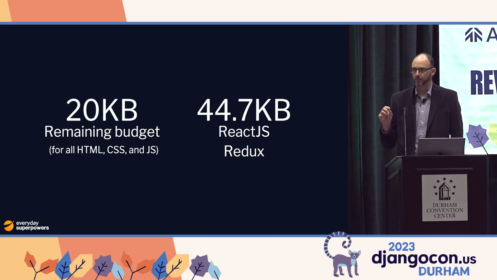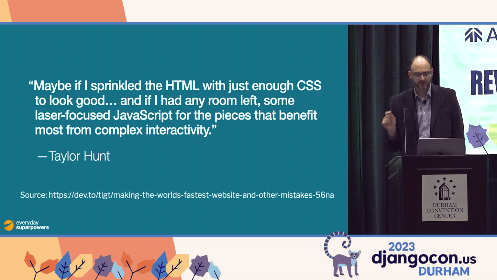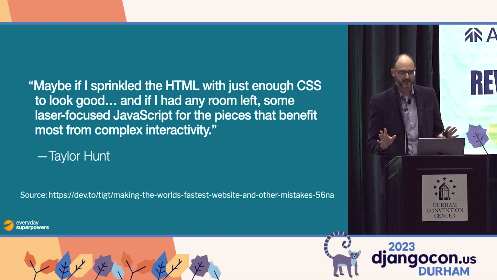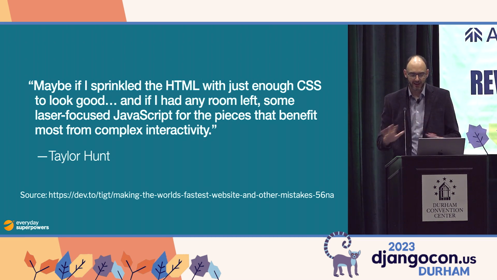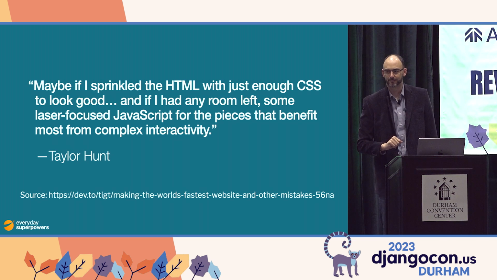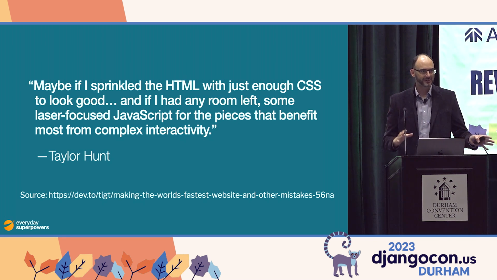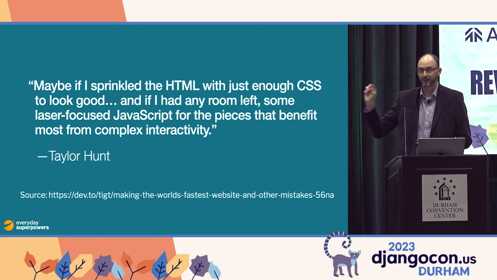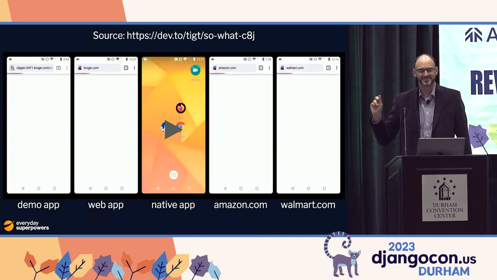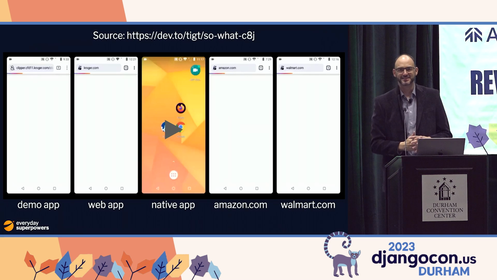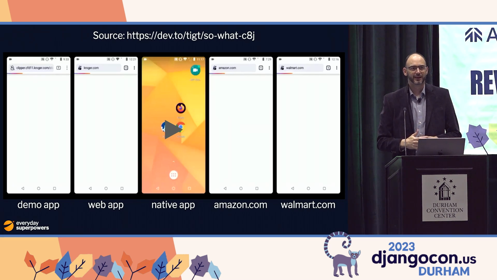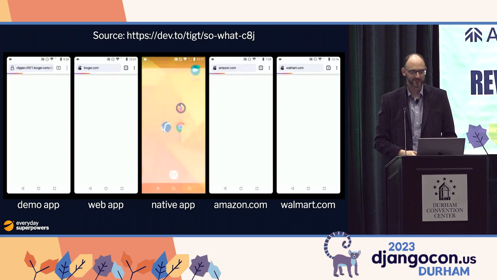With so little room, he thought, maybe if I sprinkled HTML with just enough CSS to look good, and if I had any room left, some laser-focused JavaScript for the pieces that benefit most from complex interactivity. So Taylor had a lofty goal. He had a very sharp approach, and I can't wait to show you his result. His demo app is on the far left, and the other 4 are what you saw before. Watch this.